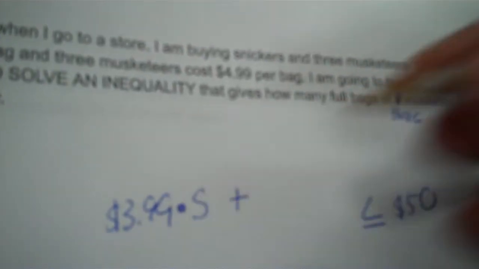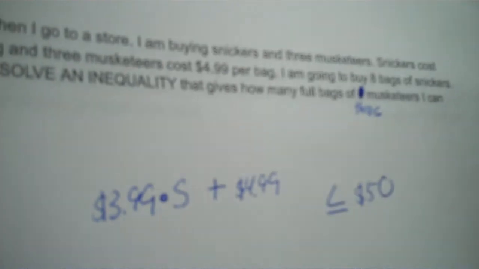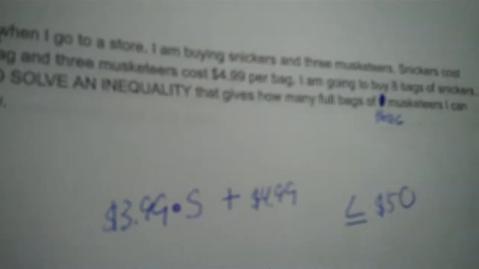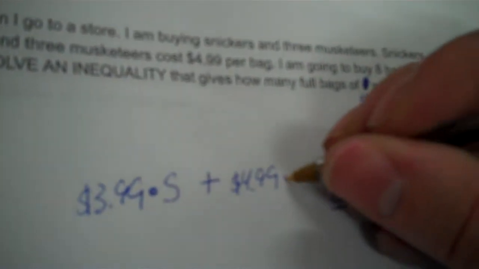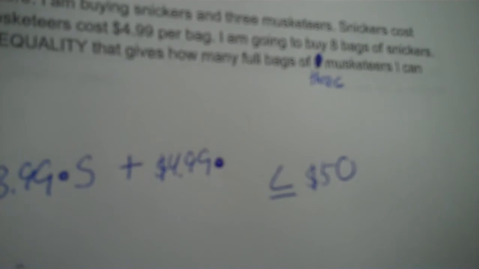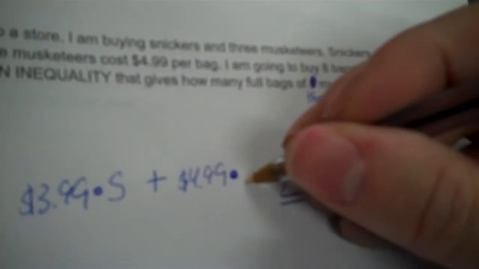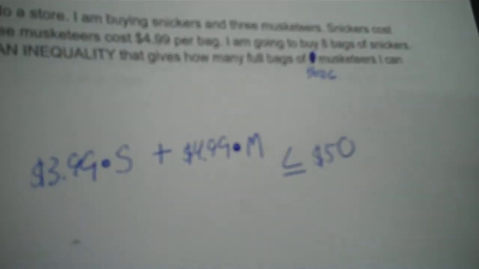Now, there's another money amount, plus $4.99. Does that come in multiples? Well, yeah, because I might be buying more than one Three Musketeers. So, times. Now, what is it that I'm buying for $4.99? It'd be the Three Musketeers, okay? So use M, don't use T, because that looks like a plus, okay?